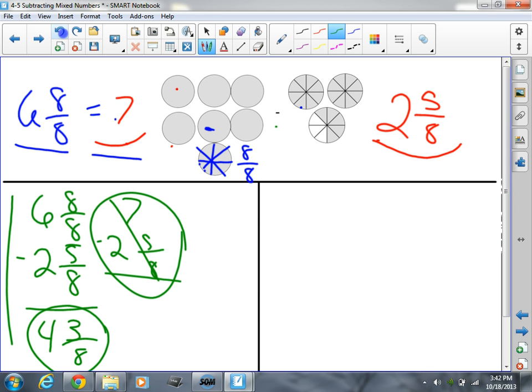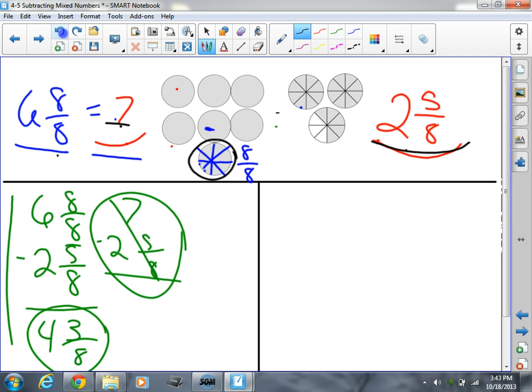Now there's one other way I wanted to show you, and I think this way will actually help a lot of students out, and I recently learned it. The other way we can think about it is, instead of just taking 1 and changing it to eighths, we could change both sides to improper fractions. If we take both and make them improper fractions, it's actually very easy to subtract. Let me show you how this will work.